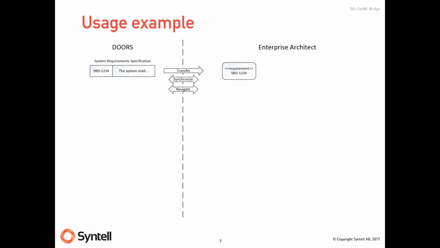So if you have selected a requirement in DOORS, you can easily find the corresponding requirement in Enterprise Architect and the other way around.